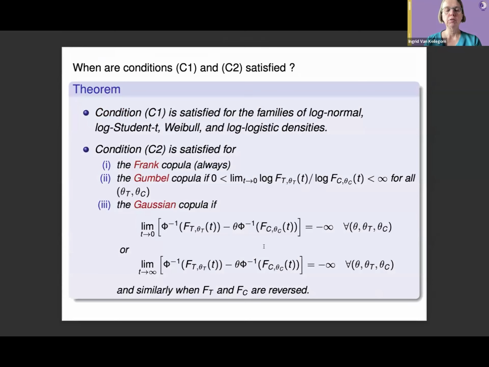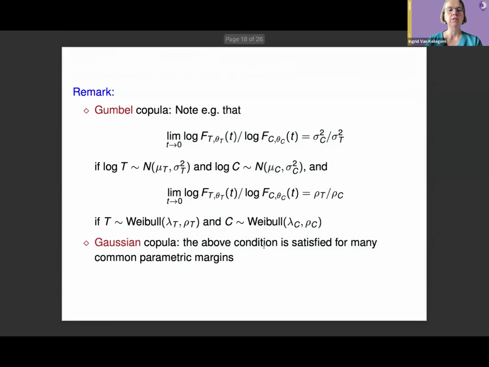Now, these sufficient conditions, we looked at them for particular cases. So if you take, for instance, two log normal distributions or two Weibull distributions for T and C, then you can show that this sufficient condition for the Gumbel is satisfied. And for the Gaussian, it's a bit more complicated because the formula of the Gaussian copula is more complicated. So we could not show it explicitly, but we showed numerically that it is also valid for many marginal distributions.